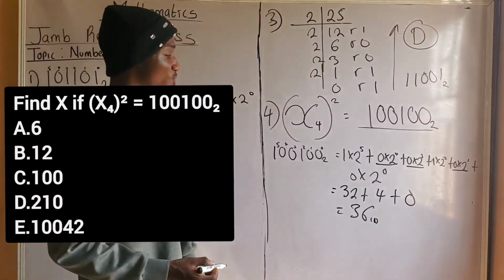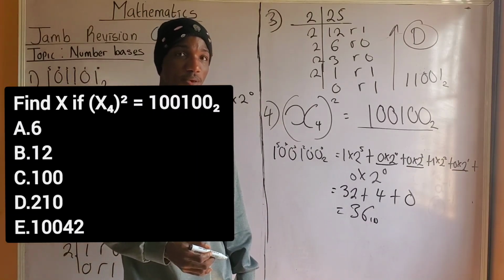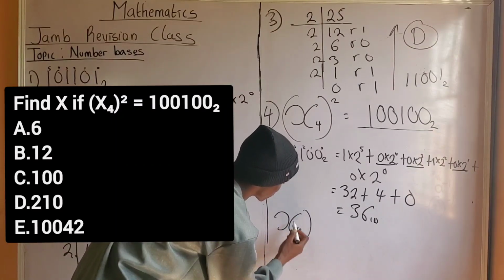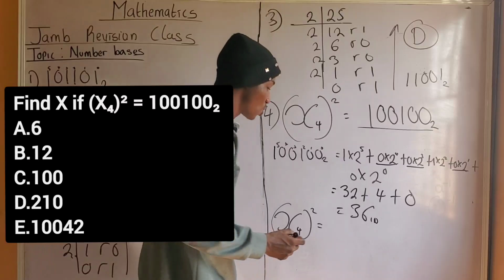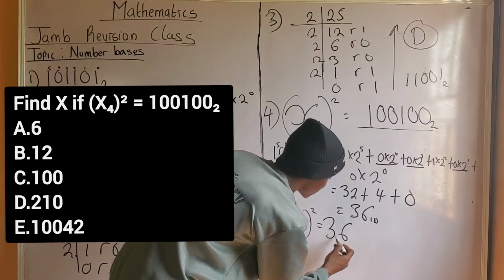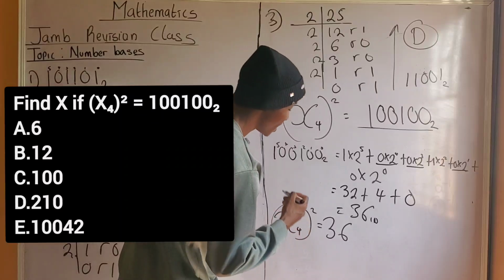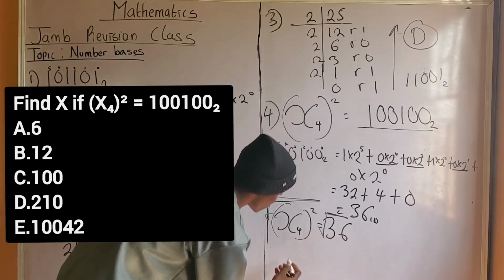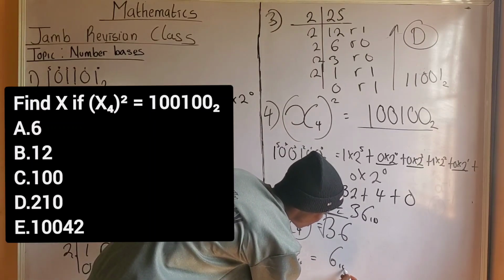So having changed this to base 10, listen to me carefully. That is not the final answer. Since you know that x base 4 squared equals, now this in base 10 is what? 36. So I'm going to have 36, right? Now the next step is that you have to take the square root. So I'm going to have the square root here, and x base 4 equals 6 base 10.